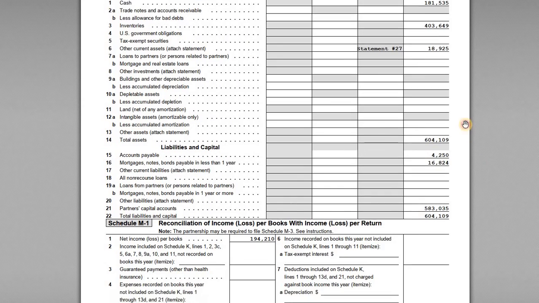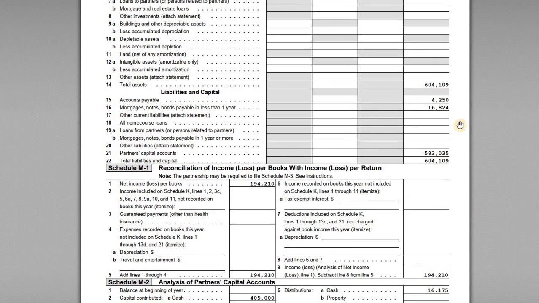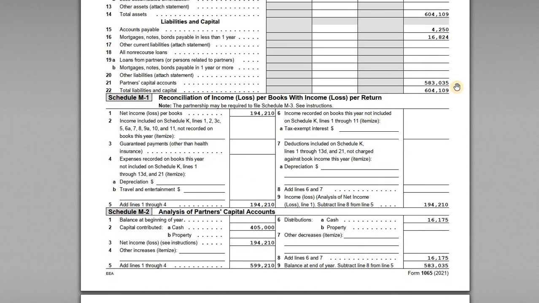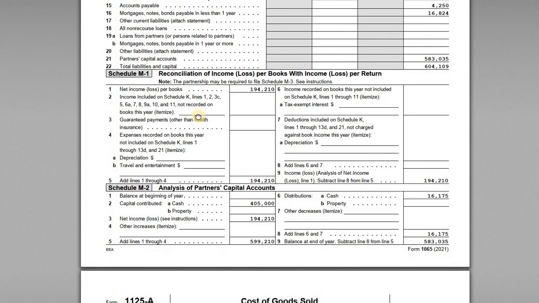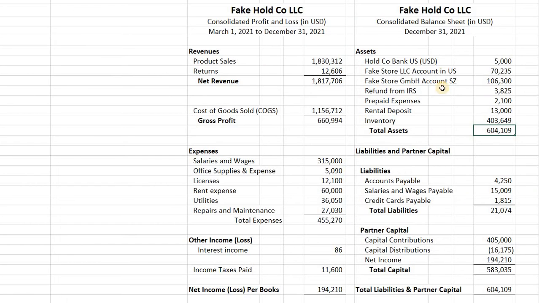Then we've got our AP down there, all the other liabilities, right? Salaries and wages payable, credit card balances, and then our total ending capital for the partnership, $583,035. Now our net income or loss per books there, you'll see it's $194,210. If we go look at the consolidated financial statements here, we can see $194,210 is our net income or loss per books, right? So okay, those numbers all match.